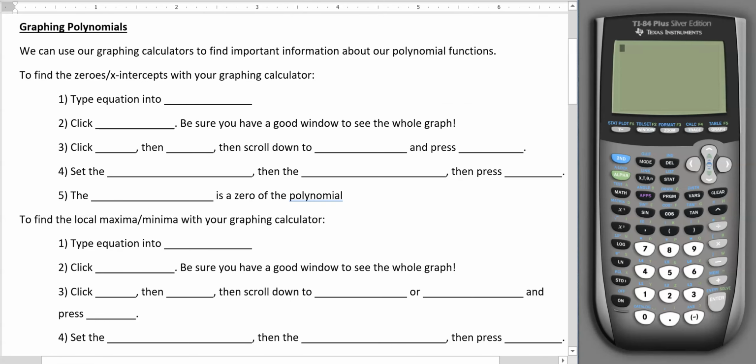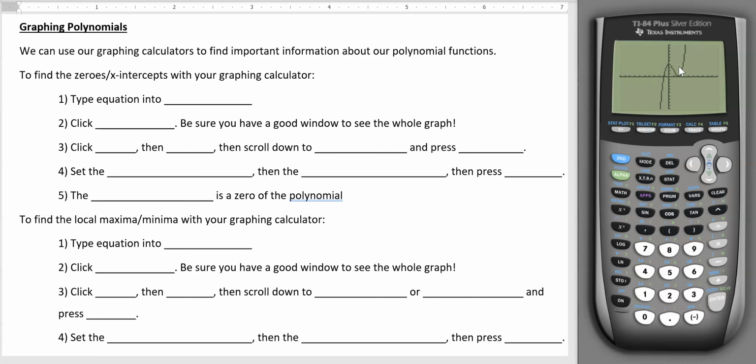Let's throw a sample problem into our y equals. Let's say x to the third, variable first, x to the third minus 3x squared and then plus 4. Let's see how that turns out. Beautiful. I'm going to use this function to walk us through how to find the x-intercepts and how to find the local maxima or minima.